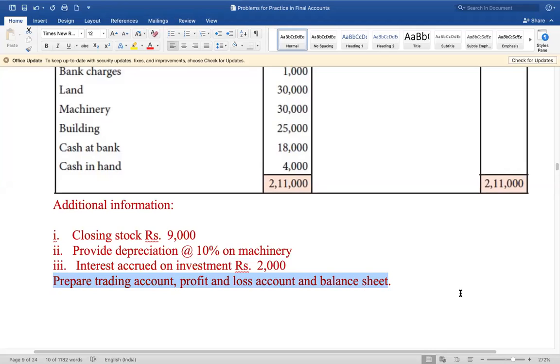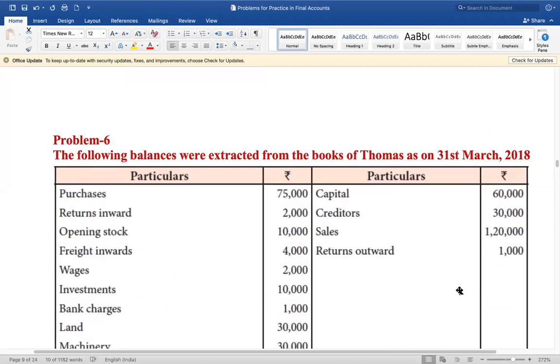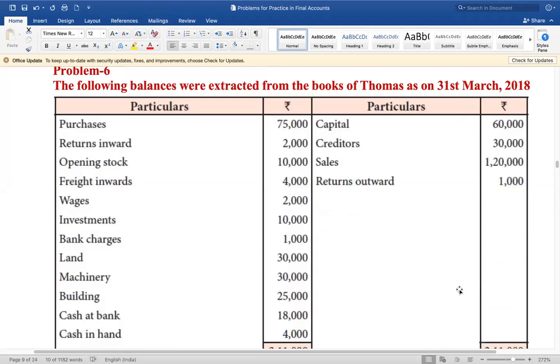These 3 you have to prepare. So if it is given for 12 marks, then it will be 4, 4, 4. It's like that. The answers will be split that way, right?